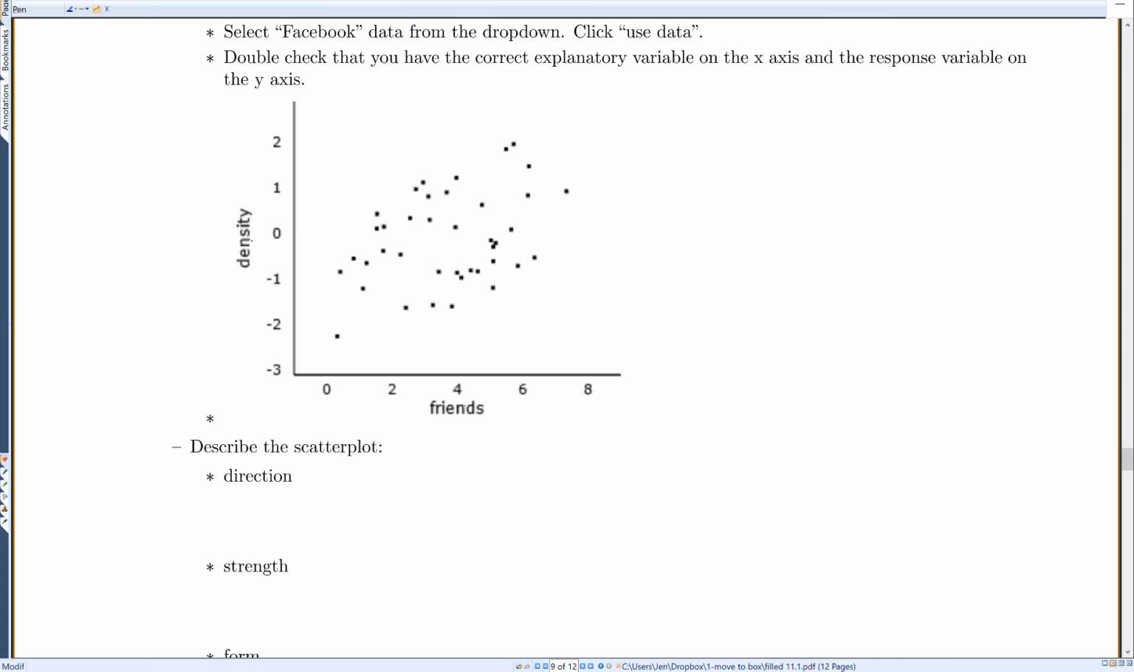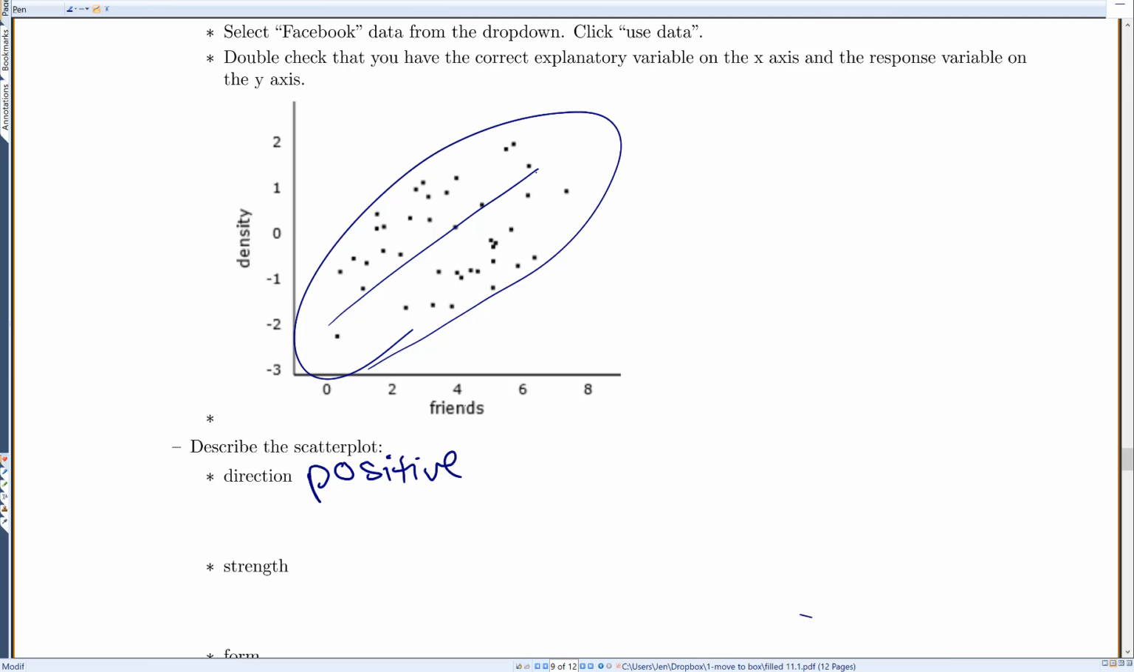Now let's describe this scatter plot in terms of direction. So if I was to draw my football around here, it does seem to be going up, so I would say the direction is positive. My strength, I'm not sure on this one. Okay, I don't seem to be super close to a line, but I also don't seem to be super far away. So I guess maybe something moderate, not super strong, not super weak. I could guess anywhere from like 0.4 to 0.7.